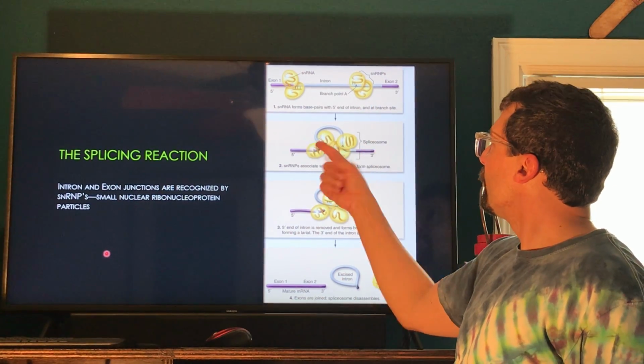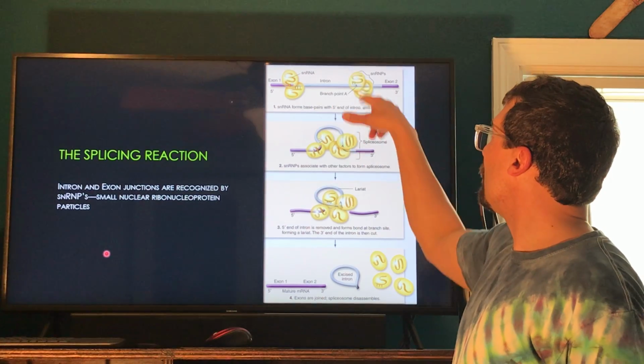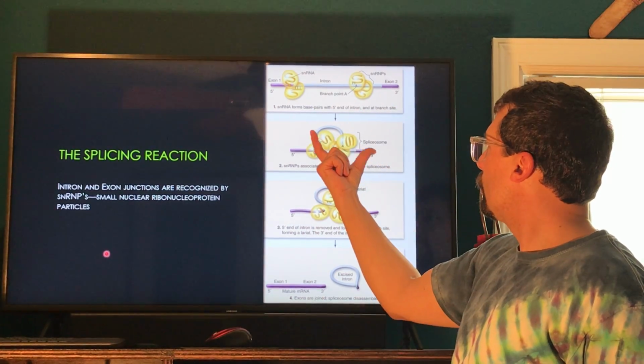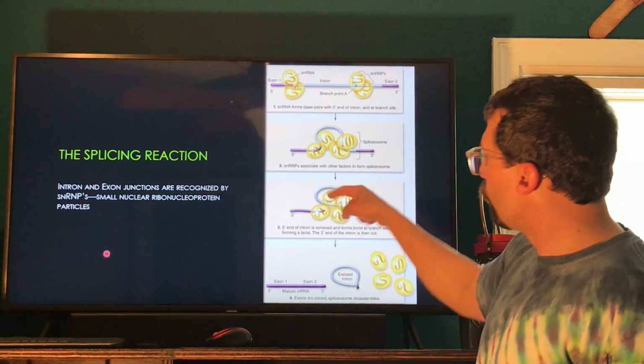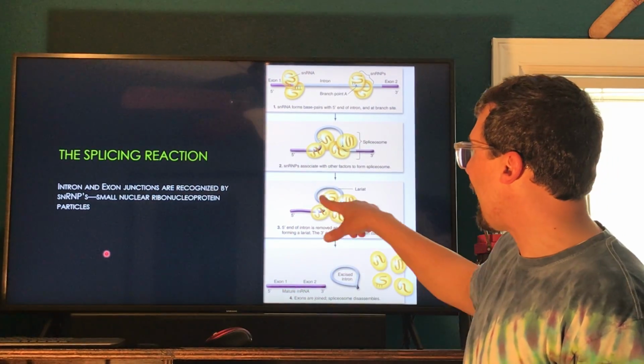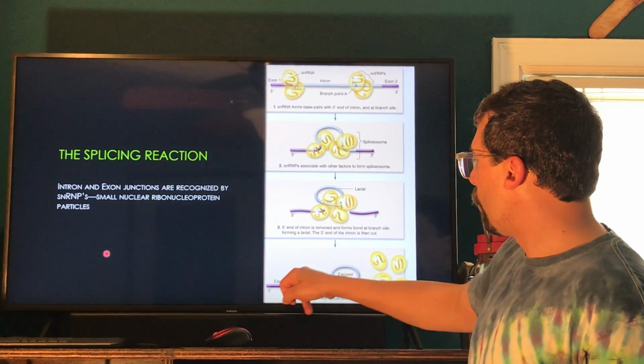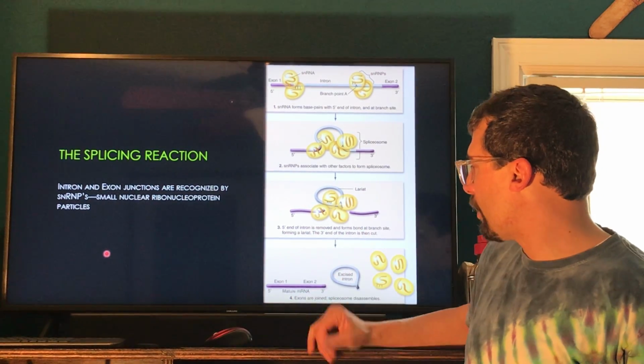And what they do is these four guys, these snRNAs and these snRNPs, they're going to basically loop together. As they loop together, they make a lariat, a lasso, and they're going to cut that out. As they cut that out, some of these guys are going to act as enzymes, and they're going to then glue these two exons together.